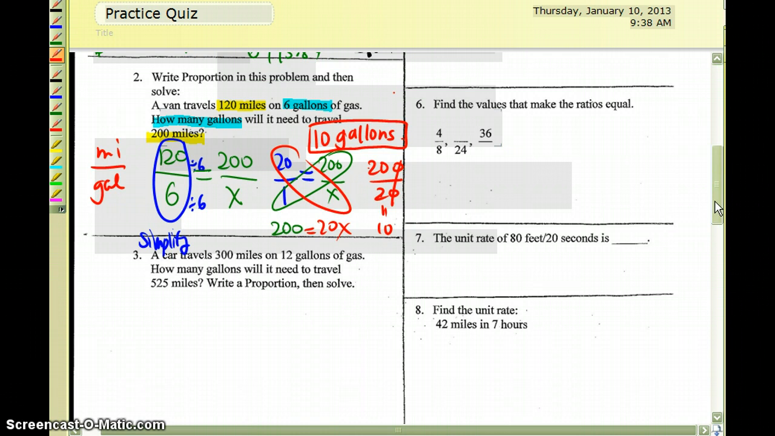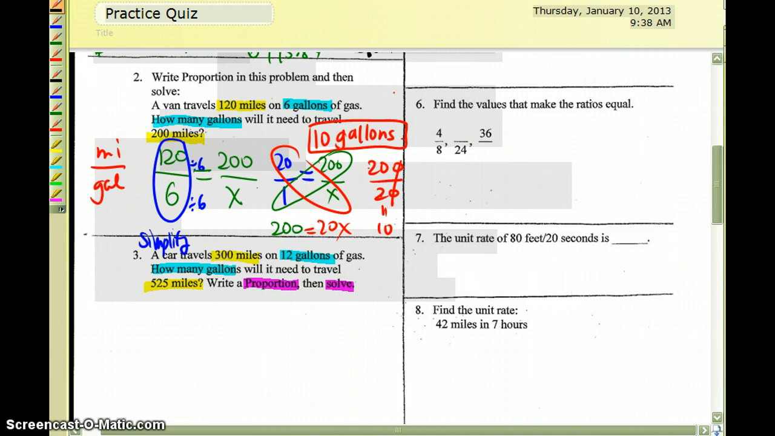Number 3, a car is traveling 300 miles. I'm going to highlight that, 300 miles. And there's 12 gallons of gas being used. How many gallons? Okay, 12 gallons. How many gallons? I'm going to highlight that one too. Will it need to travel 525 miles? I'm going to write a proportion. Okay, and then I'm going to solve it. So 2 things I'm going to do.